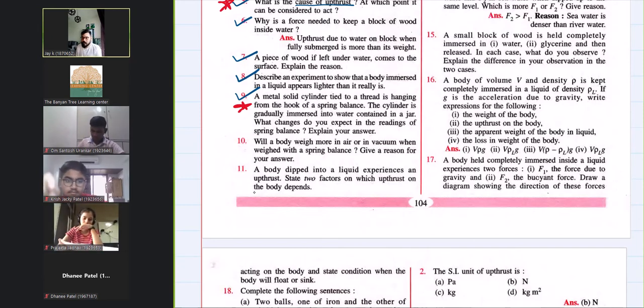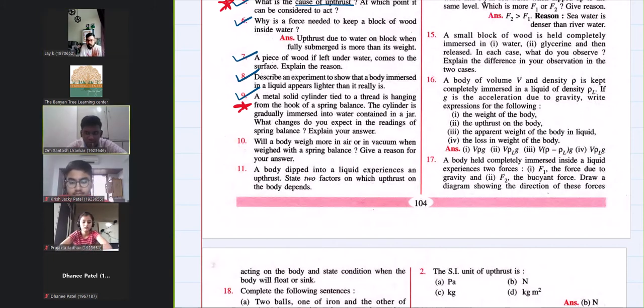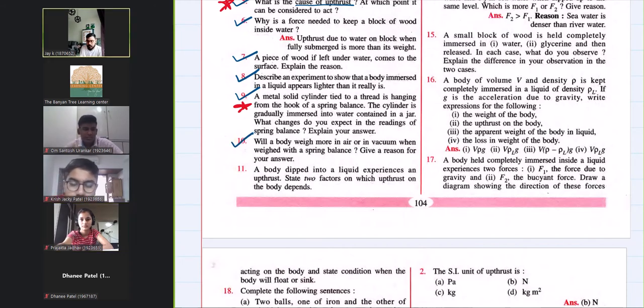Next, tenth: will a body weigh more in air or in vacuum when weighed with a spring balance? Give a reason for your answer. Will a body weigh more in air or in vacuum when weighed with a spring balance? Give a reason for your answer. Prajakta, I asked a question. Answer it, please, and tell me the reason also.